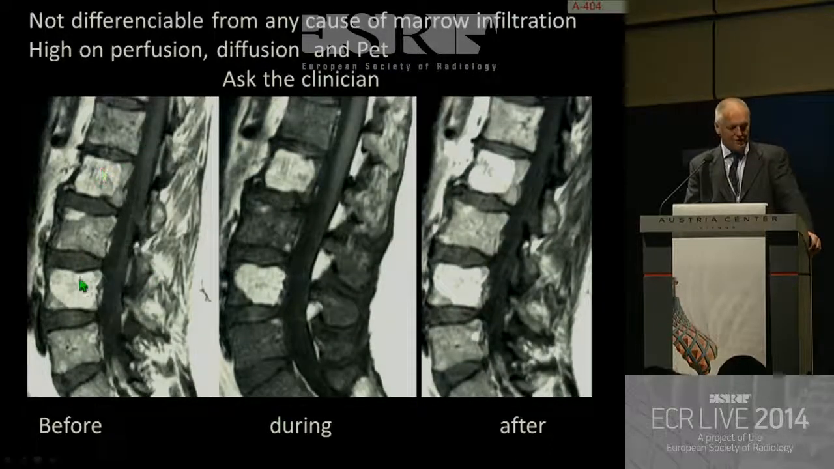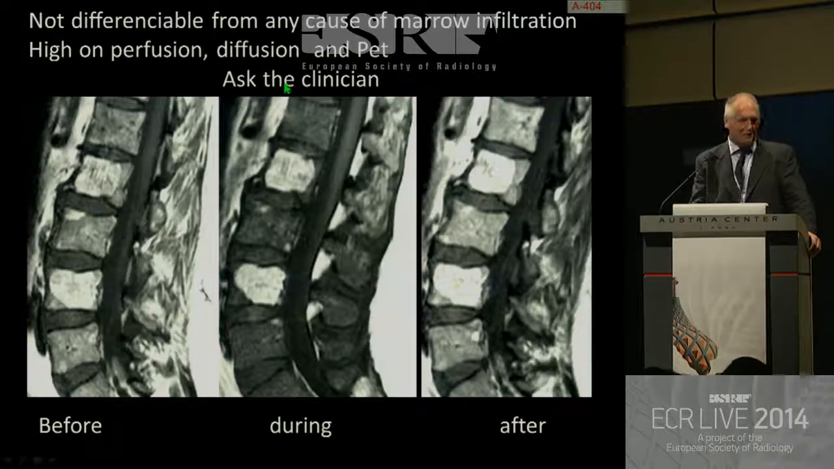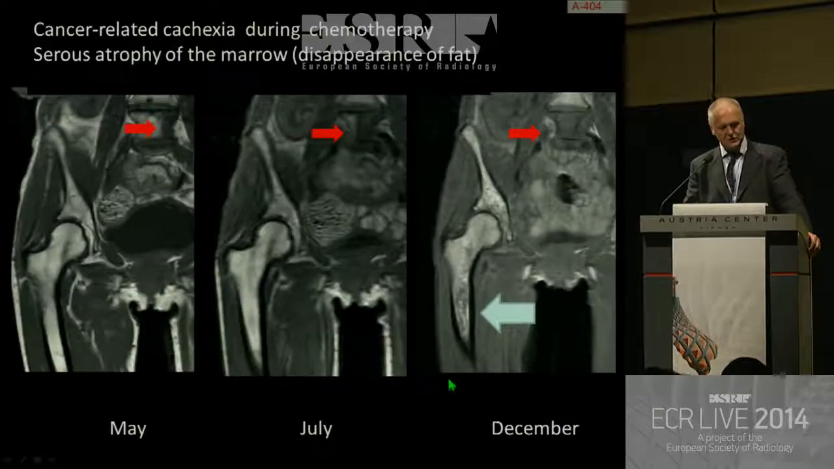That one has angiomas. Before treatment, he had a cancer as well. As you see, the difference with the angioma becomes more important because the rest of the marrow has a very high signal intensity. If you see that, ask the clinician. If they stop the treatment because the session is finished, then it returns rapidly to normal.